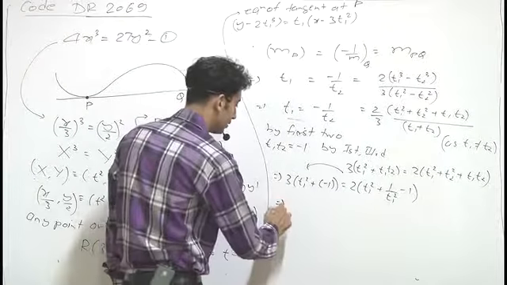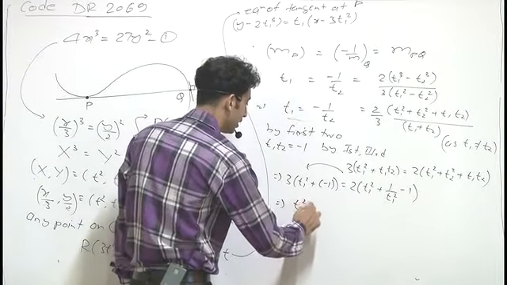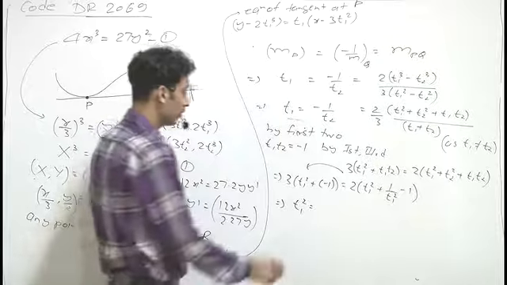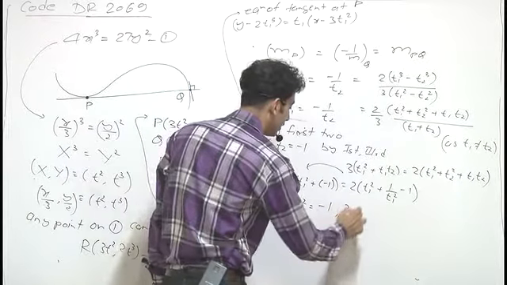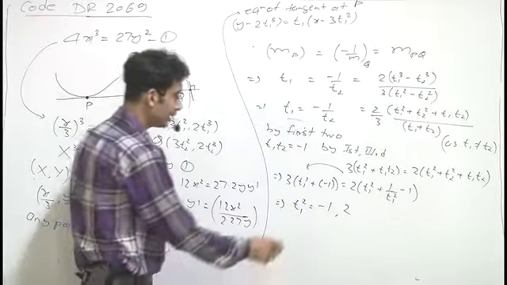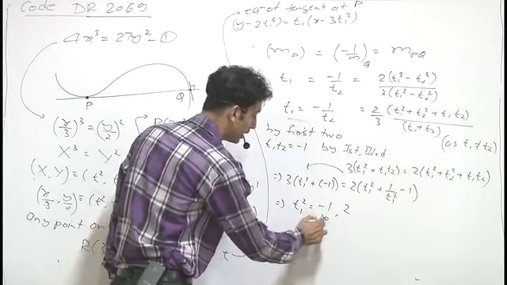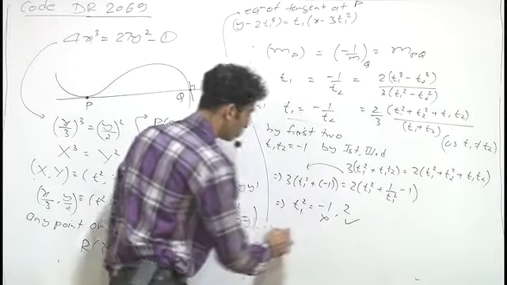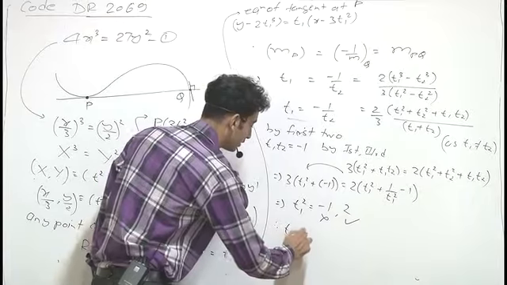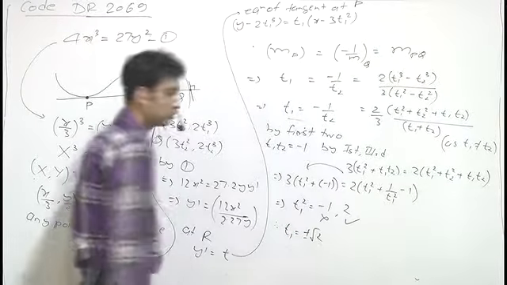If we solve this, we will have t1 square equal to two values. One is negative 1 and the other one is 2. We can see that t1 square cannot be equated to negative 1. So t1 square equal to 2. Therefore t1 gives us two values, plus minus root 2.